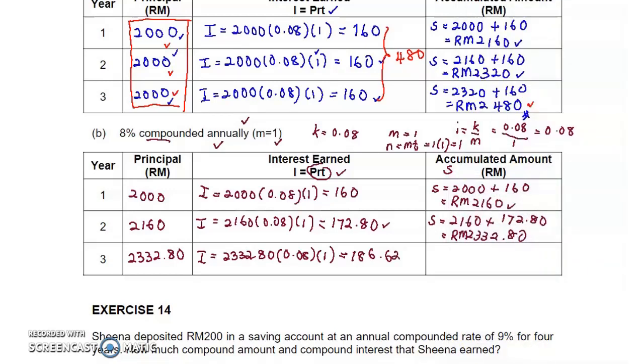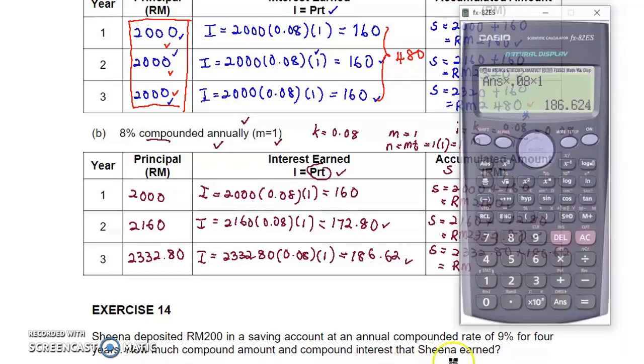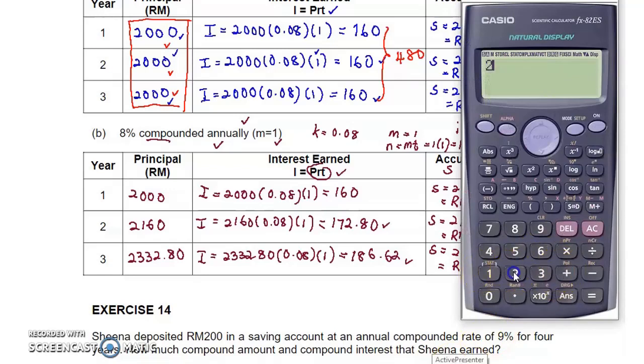So at the end of year 3, how much will you have? At the end of year 2, you already had 2332.8, plus the interest that you earn in the third year, which is 186.62. So at the end of year 3, you will get RM 2519.42.